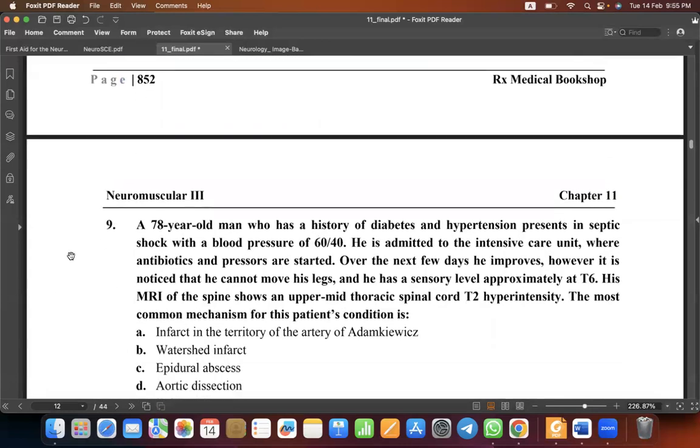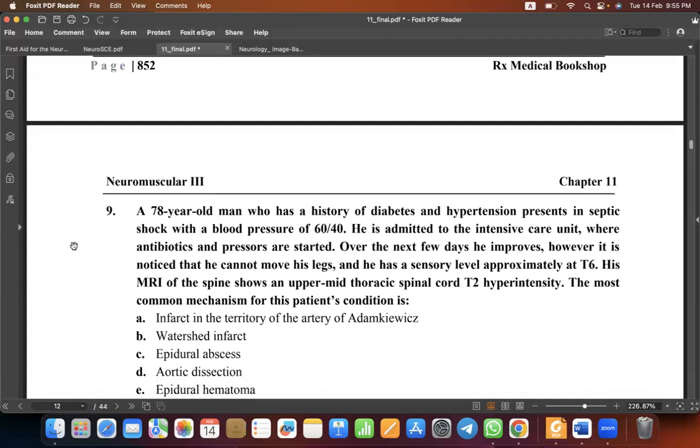The next question. As you can see, a 78-year-old man having a history of diabetes and hypertension, having septic shock with low pressure. He was admitted to the intensive care unit where antibiotics and pressors were started. Why were pressors started? The patient was probably having septic shock. Over a few days, he improves. However, he cannot move his legs. He has a sensory level at T6. The MRI shows spinal cord T2 hyperintensity. So there is a lot of problem here.